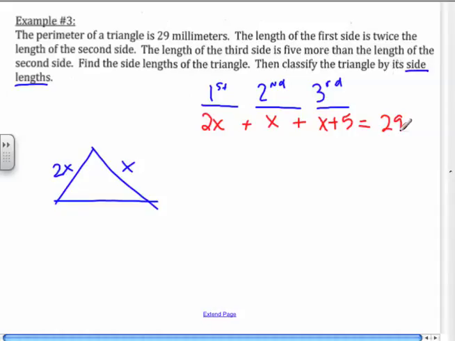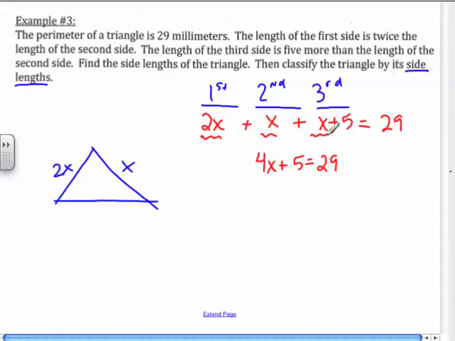So what do I get? Well, you get 4x plus 5. All right. 4x plus 5 equals 29. Now hang on there for just a moment, Max. Guys, you'll see that this is 2x, and x is 3x, and x is 4x. So that's where Max got 4x from. So he simplified this equation for us, and we got 4x plus 5 equals 29.